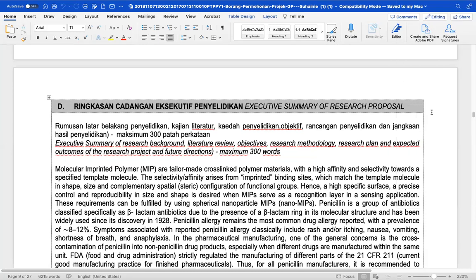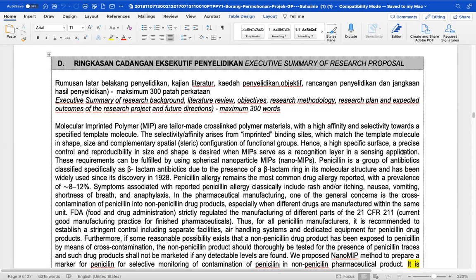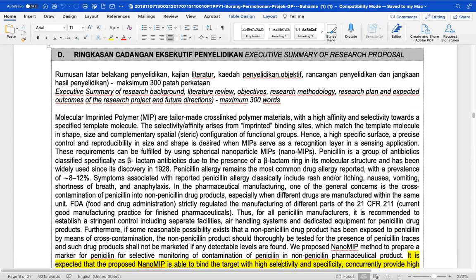So, a similar structure. We have the executive summary. You can see that I should have a problem statement here. The problem is the penicillin issue. There is penicillin allergy among us. In pharmaceutical manufacturing, sometimes there is an issue of contamination of non-penicillin drugs with penicillins that might interfere with the allergy issue of those who consume the non-penicillin drugs.